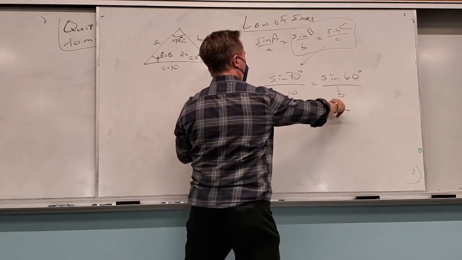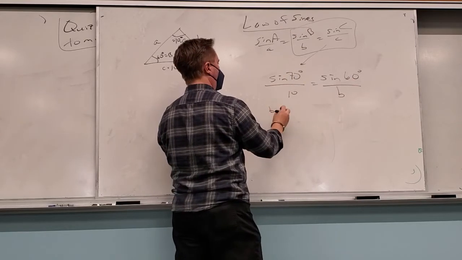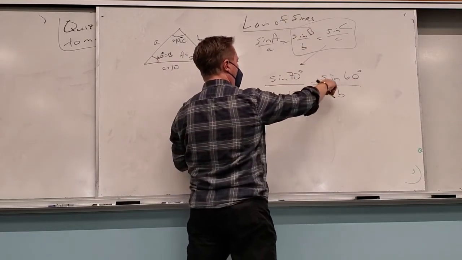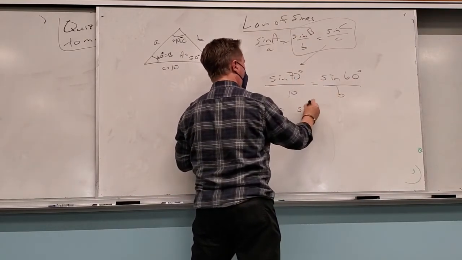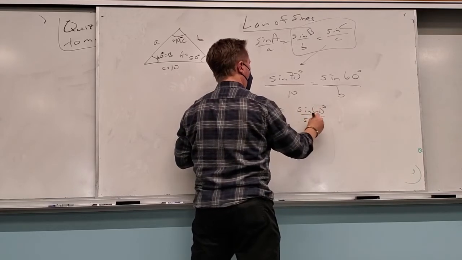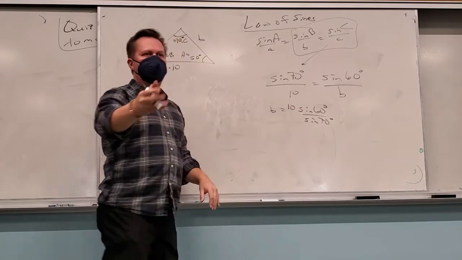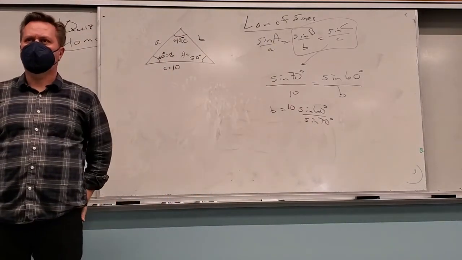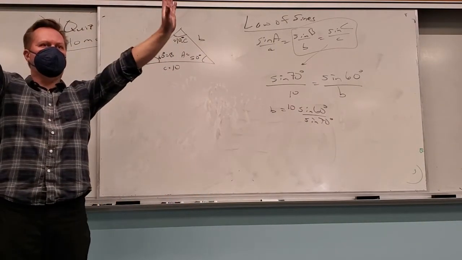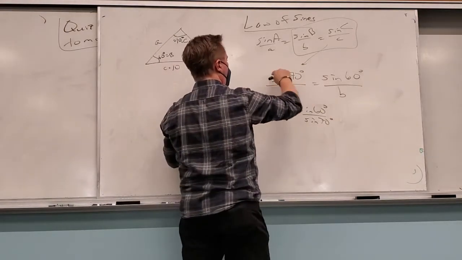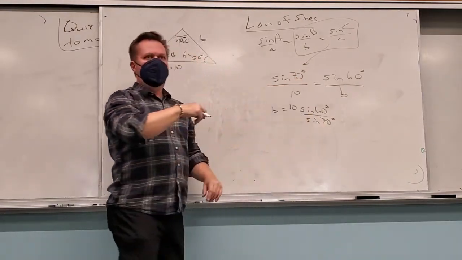So to solve this for side B, I can multiply the B up. I can divide the sine 70 down. And I can multiply the 10 up. And if you have to do that in multiple steps, that's fine, right? You can think of it as cross multiplying, then going from there. Cross multiply, bam, bam, and then divide by sine 70.